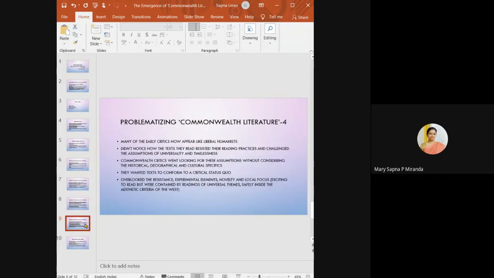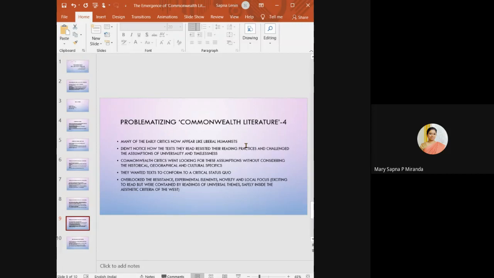Now when you look back and try to understand what these people were trying to say, we can see that these early critics could be put under the label liberal humanist. Liberal humanists are those critics who practice literature by looking for common themes across ages, across time, and across countries. They are not worried about the local flavor.